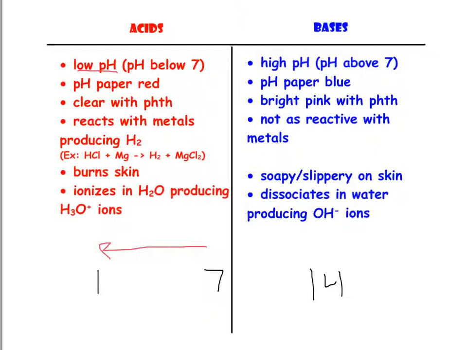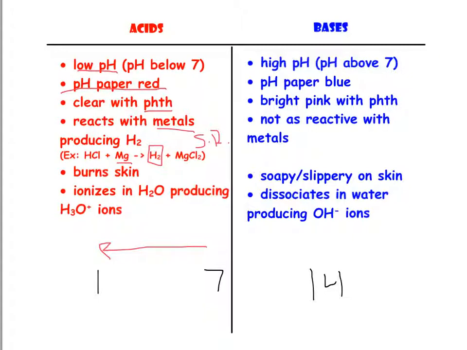pH paper will turn red, as you saw in the lab, when touched with an acid. This PHTH here stands for phenolphthalein. When phenolphthalein is placed into an acid, it will remain clear. When acids react with metals, such as zinc or magnesium, they will produce hydrogen gas, which means that this is actually a single replacement reaction.